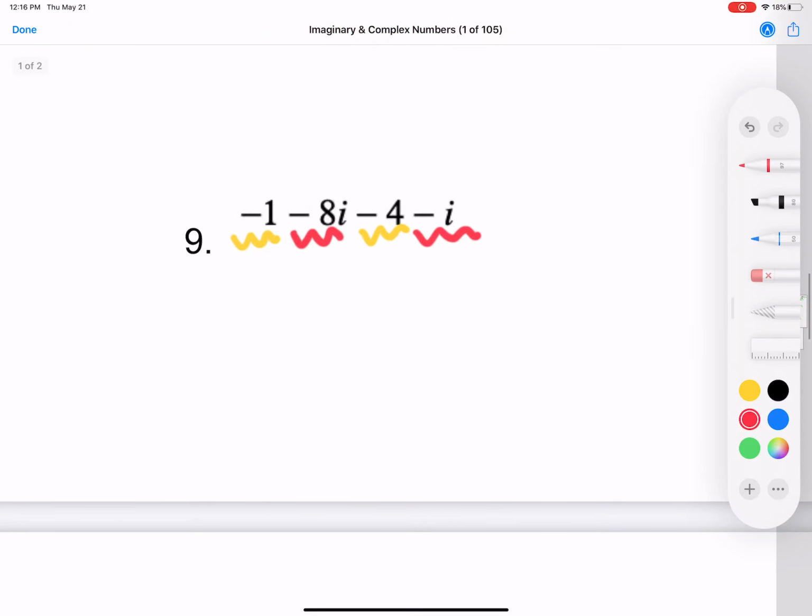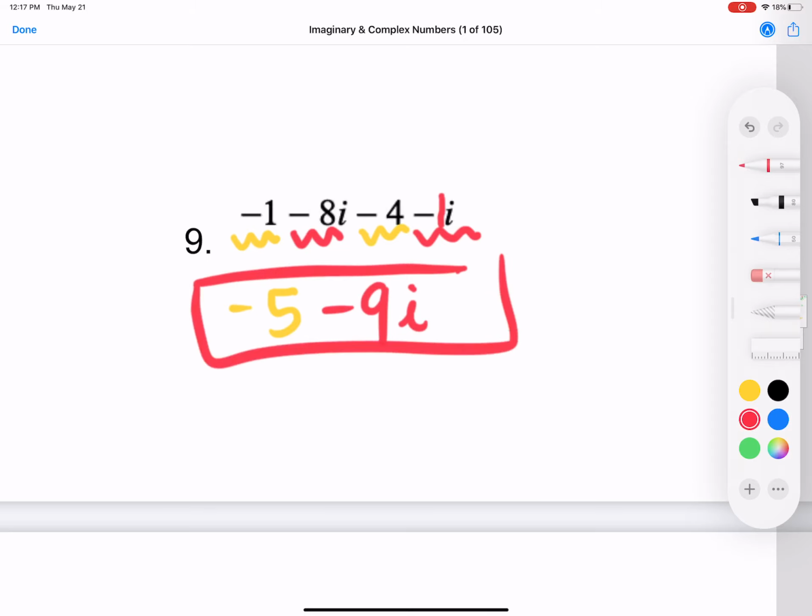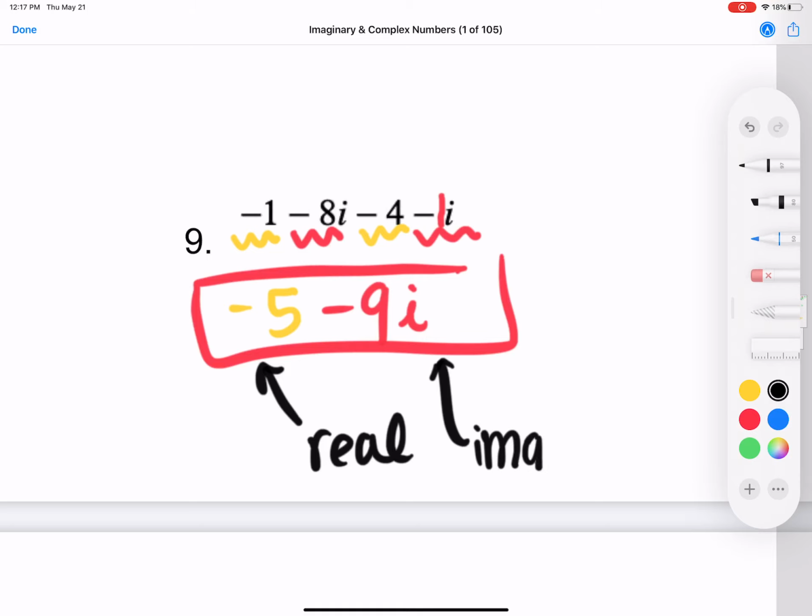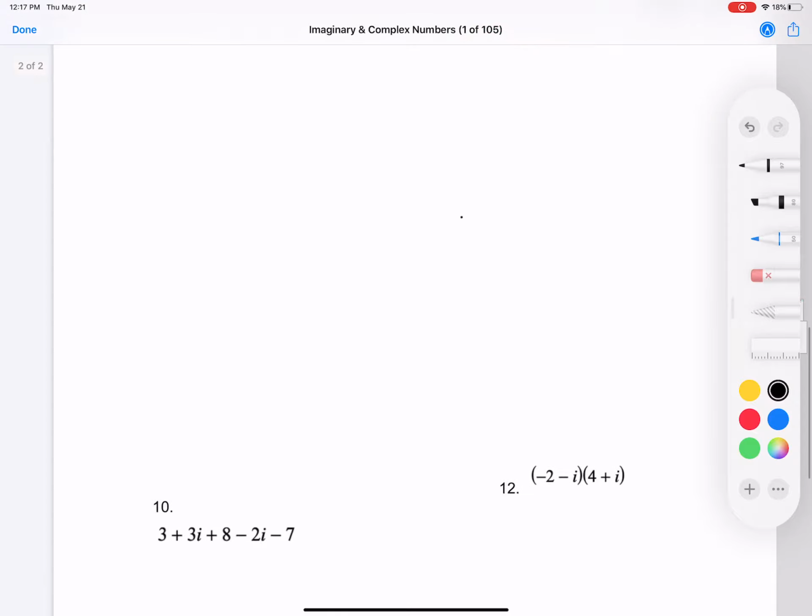So for this one, if I add -1 plus -4, or -1 minus 4, that's going to give me -5. And then now my imaginary part. So I have -8i minus i. Add your coefficients. If there isn't one, it's a 1. So this is -9i. And this is my solution. You have your real part in the beginning, and your imaginary number at the end. You're going to try number 10.